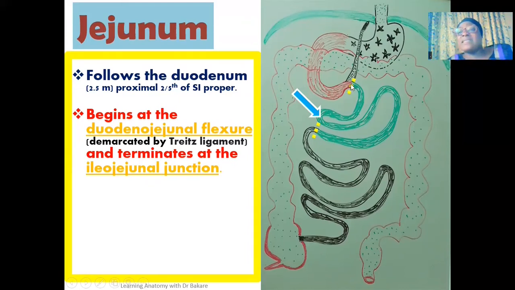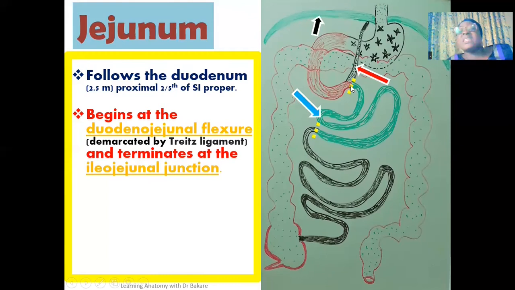The Treitz ligament is used to demarcate the beginning of the jejunum because it is seen at the duodenojejunal flexure, and this is the Treitz ligament. This ligament connects the duodenojejunal flexure with the right crus of the diaphragm. This is the diaphragm highlighted in green, and the diaphragm helps to partition the thoracic from the abdominal cavity. We have the thoracic cavity up here, and inferior to this region is the abdominal cavity. The thoracic and abdominal cavities are not continuous, so they are separated by the diaphragm.